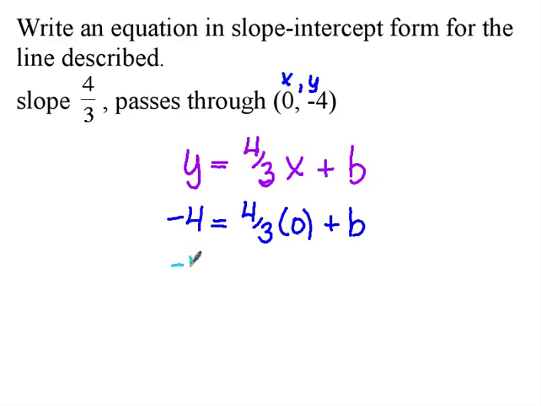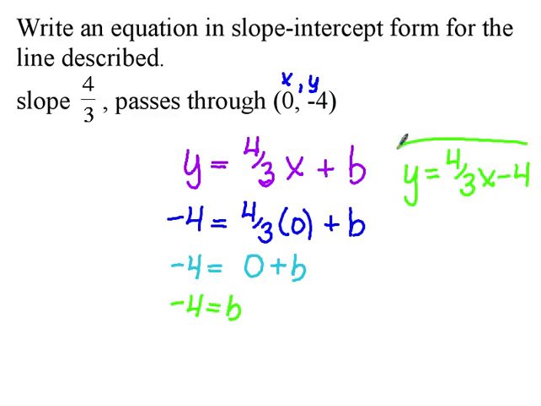So here I end up getting -4 equals, what's 0 times 4/3, plus b. So really what does b equal? -4. Some of you might have recognized that from the very beginning. It actually was written in intercept form. But my answer is just going to be this. So the first thing you plug in is the slope, then you plug in the ordered pair.